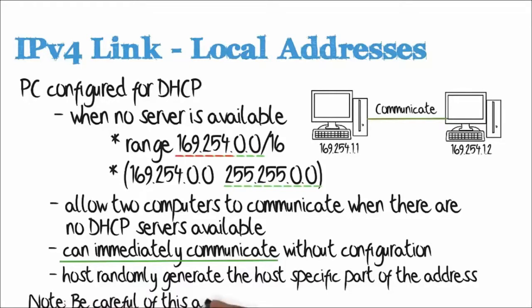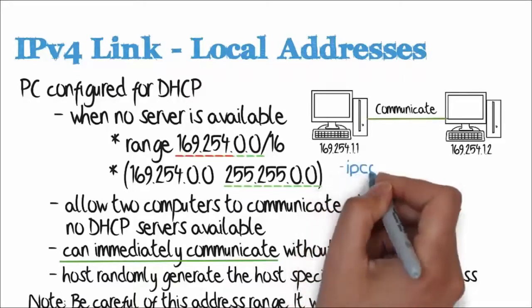Be careful, however, with this address range. It's non-routable. In other words, the hosts can communicate on the local link, but their traffic is non-routable. This can cause issues because users will be able to communicate with other devices on the local segment or local link, but they will not be able to communicate with devices on the internet or devices in a different subnet.